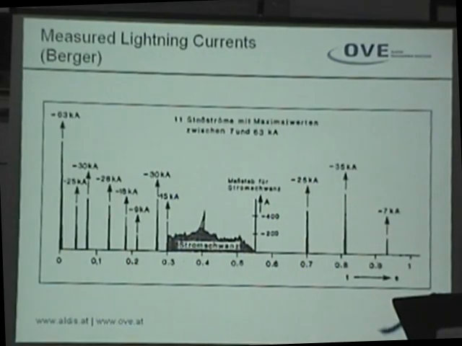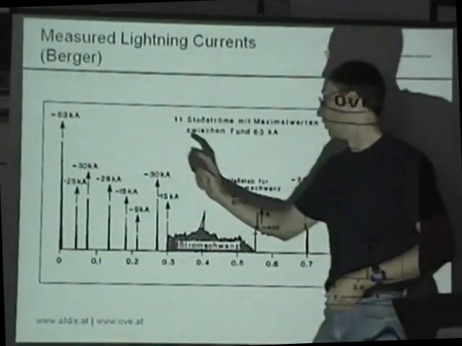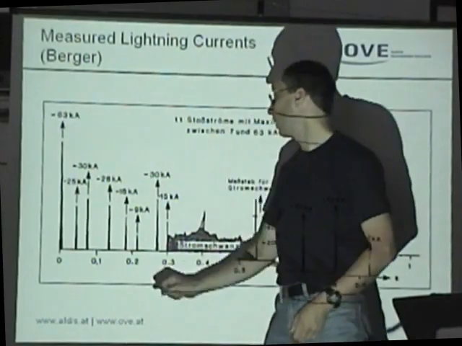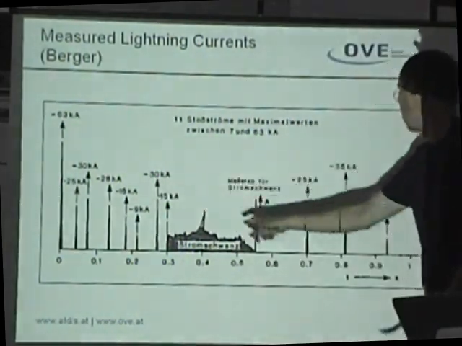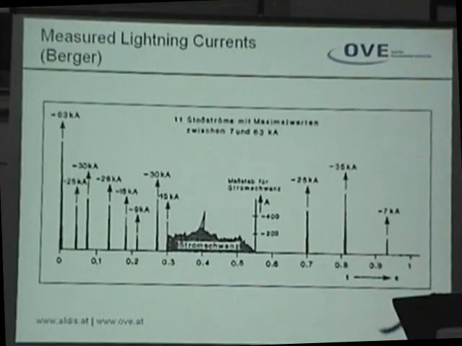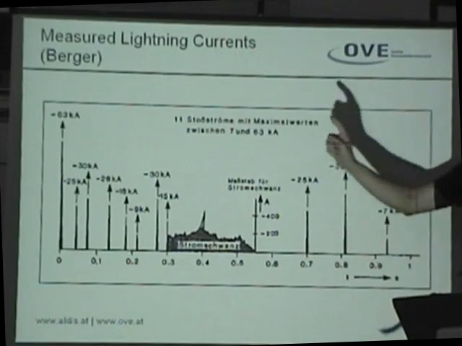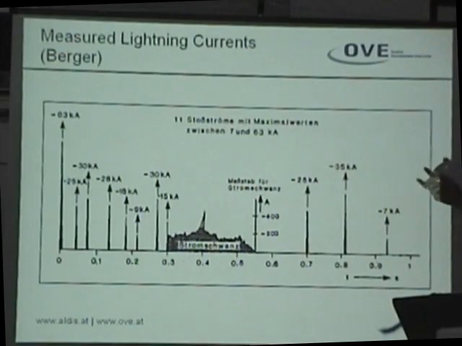This is a very famous plot, and those are very famous measurements in Switzerland. They measured lightning currents on a tower in the 60s, and what you see here again is the first stroke with minus 63 kiloamps, second stroke, third stroke, and altogether 13 strokes within the same flash. An ideal lightning location system would detect all the 13 strokes in the flash.